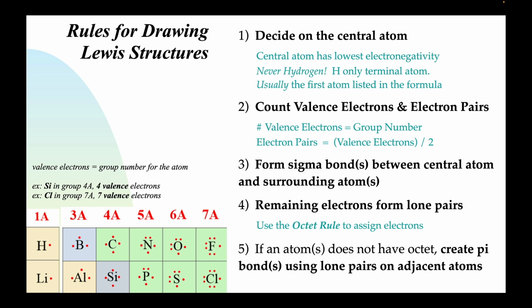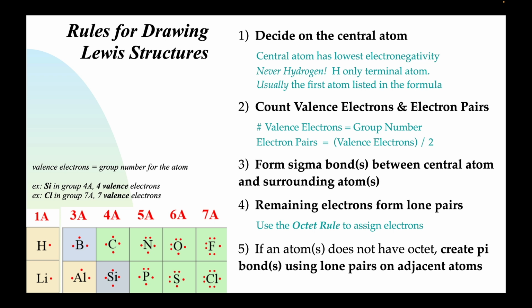Now, if you have any left over, then you can start putting them as lone pairs, and you can also create what's called pi bonds around them to create lone pairs. Lone pairs sometimes can be used to make multiple bonds around them. I'll show you an example at the end of this video of how that works.